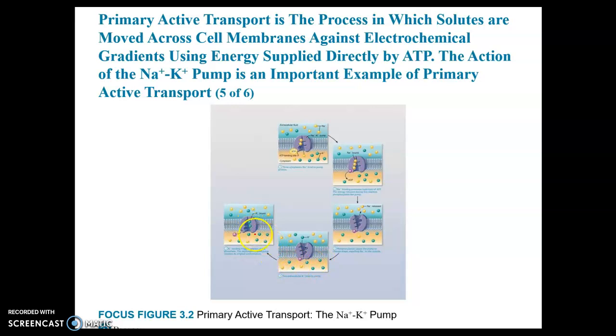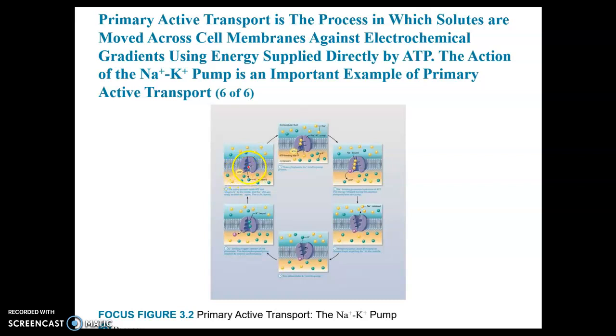And then it says potassium binding triggers the release of the phosphate, so that phosphate is now released from the pump, and that is going to change the shape of the pump and allow the potassium to move inside the cell, okay? So releasing the potassium ions inside the cell.